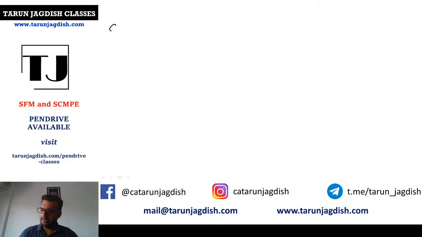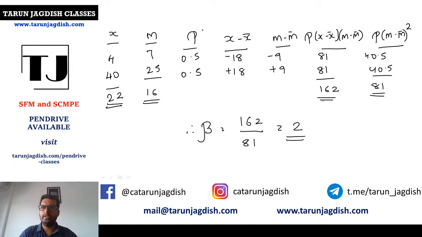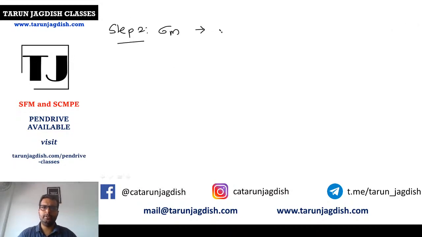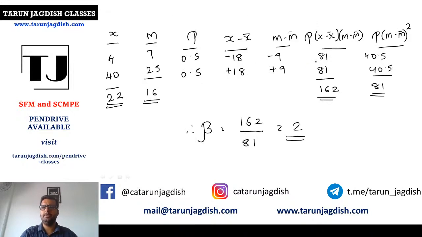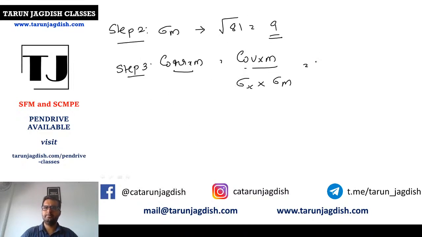Okay. Step number 2 would be standard deviation of the market. We already got the variance over here as 81. So that will be square root of 81, that is equal to 9. Step number 3 would be correlation of xm. That is nothing but covariance xm divided by standard deviation x, standard deviation m. That will be 162 divided by 9 into 18.